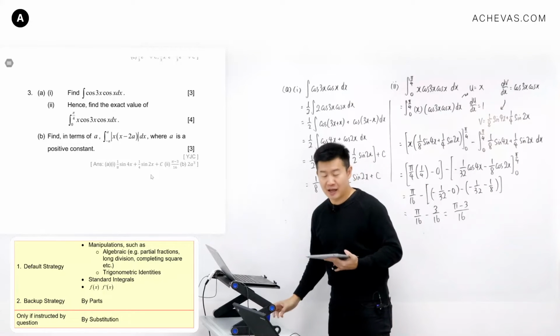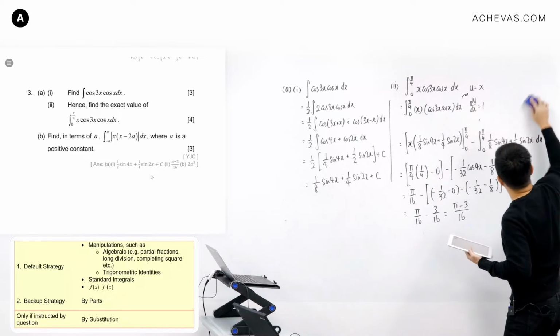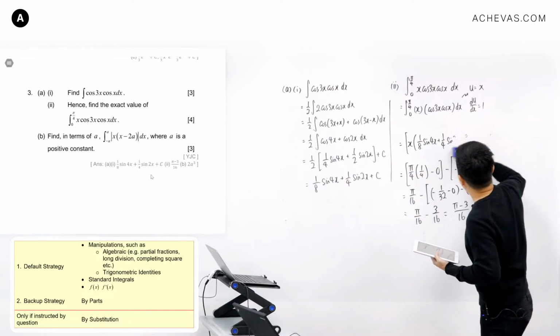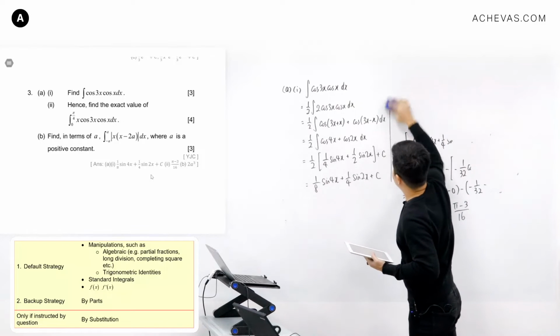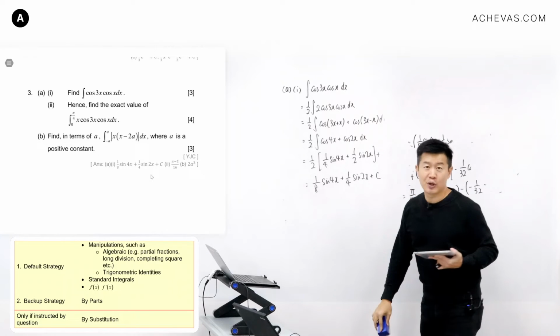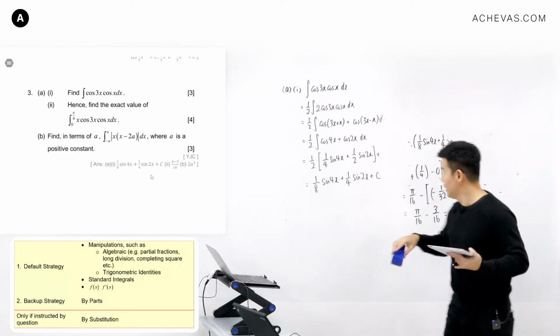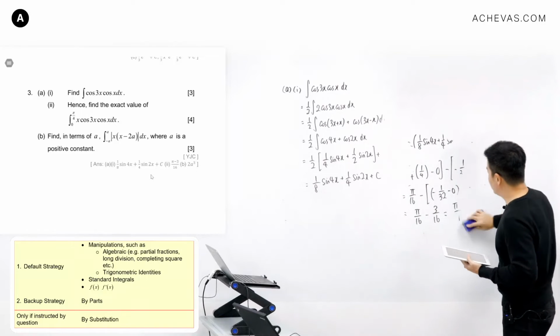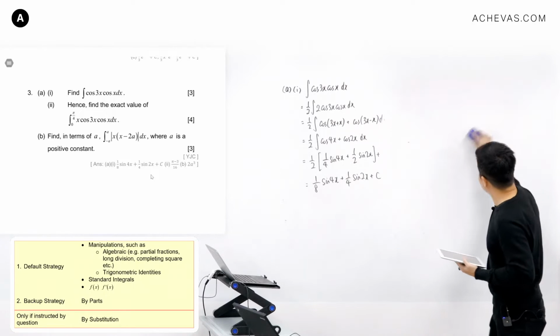B, we need an improvisation. Because according to what B requires, we are supposed to integrate an expression that has a modulus. And let's not forget about the limitation of our integration technique. We don't know how to integrate something with a modulus. So we need to find a way to remove the modulus by doing a bit of improvisation.